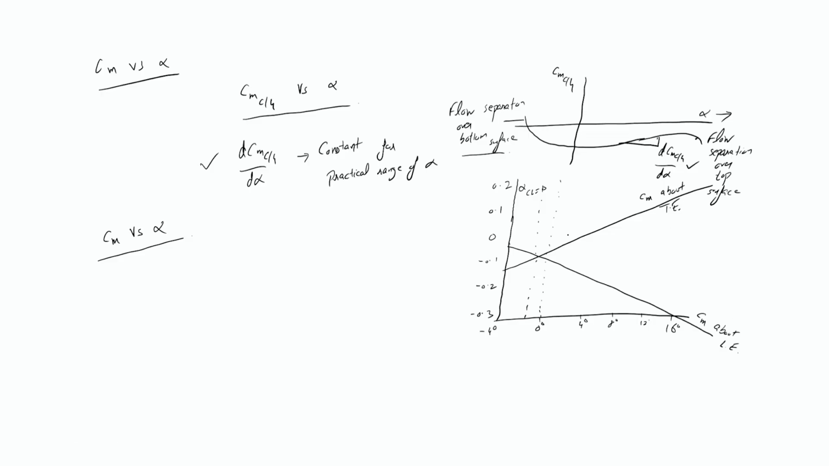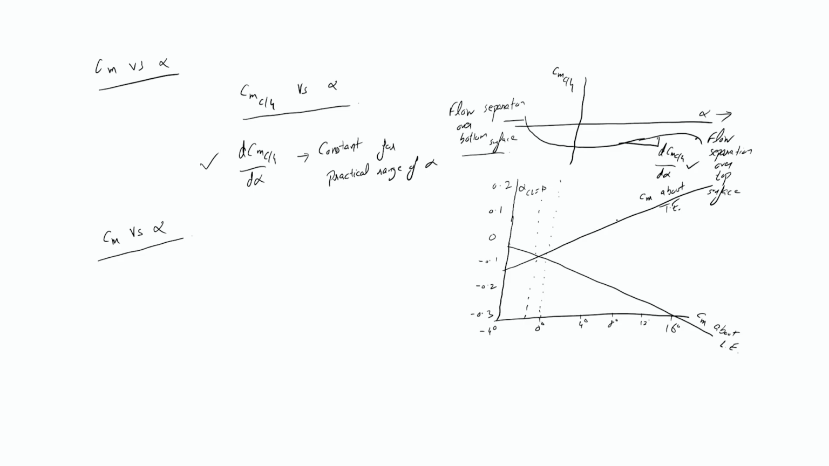Okay, so let me repeat this. Even at 0 degrees angle of attack, we have a negative moment, even if you consider the moment about the trailing edge or the moment about the leading edge. Now as the angle of attack is increased, this pitching moment increases about the trailing edge.